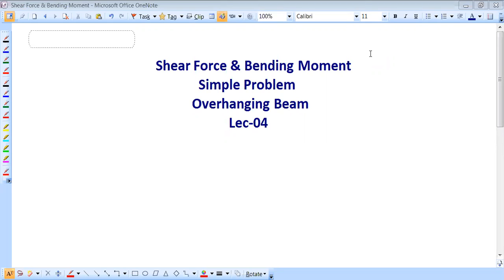So we know what an overhanging beam is. If a beam is simply supported and the extended part of the beam projects beyond the support, it is known as an overhanging beam. So let's start on how we can solve the problem on overhanging beams.